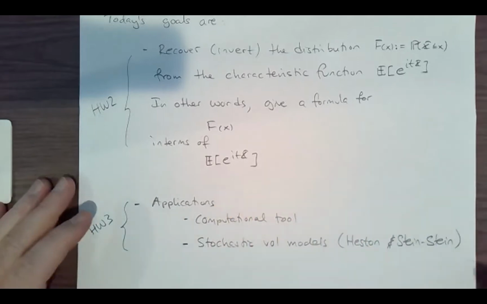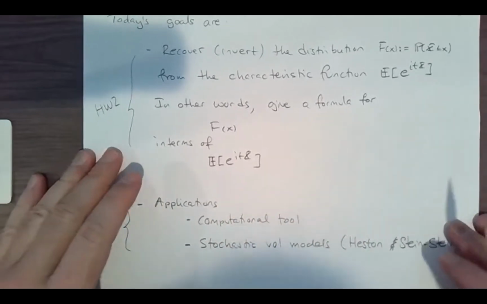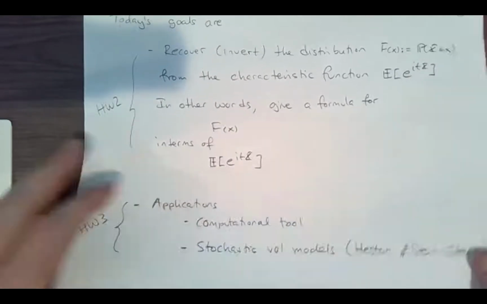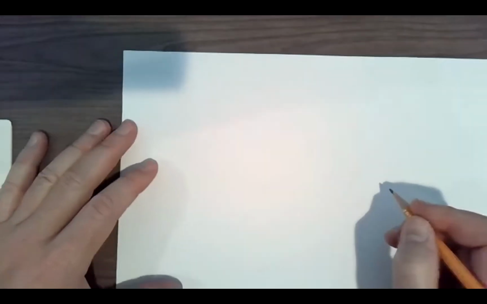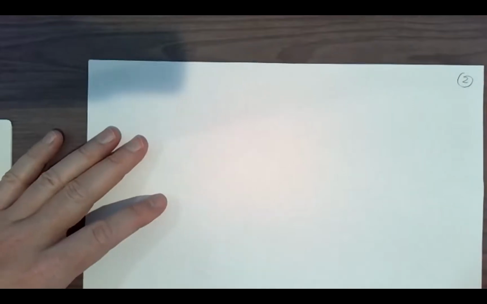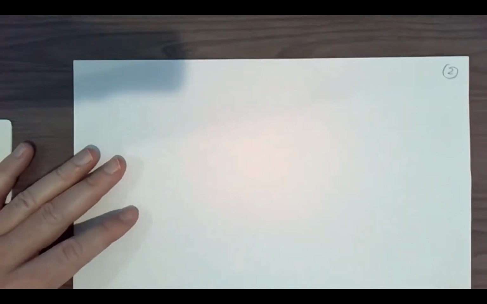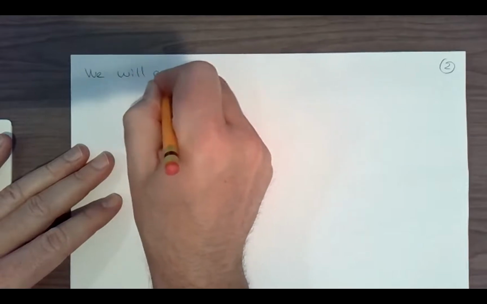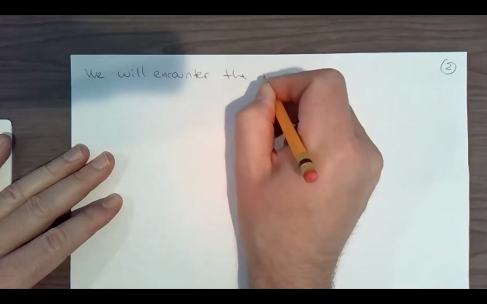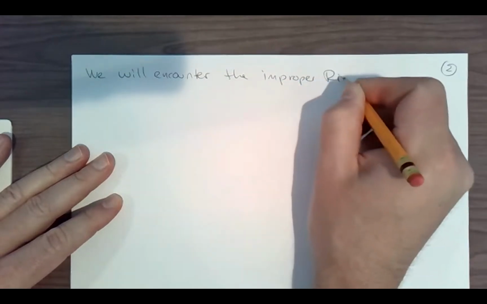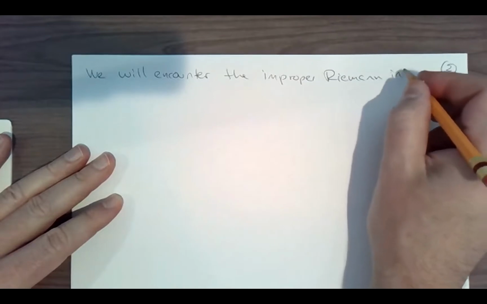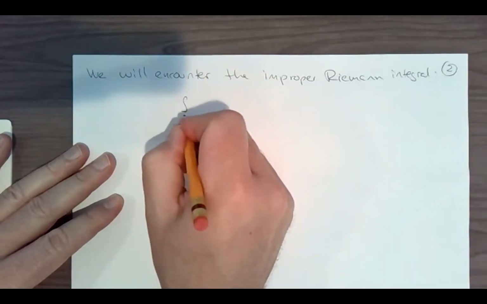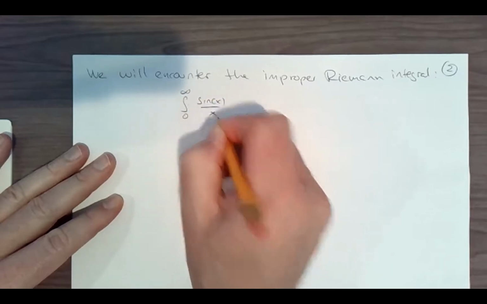We talked a bit about characteristic functions last time. I'm going to start by recalling something about this integral that we were discussing last time. In this inversion formula, there's an integral that appears, and we're going to see that in the proof. So we will encounter the improper Riemann integral from 0 to infinity of sine x over x dx.